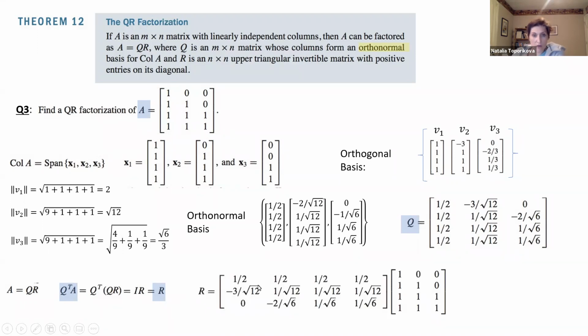So we take our matrix Q here and transpose it. Our first column, for example, 1/2, now becomes the first row. The second column becomes the second row, the third column becomes the third row. And we multiply by the matrix A. When we perform the calculation, we finally get our matrix R. And indeed, as Theorem 12 promised us, it's an upper triangular matrix with positive values on its diagonal.